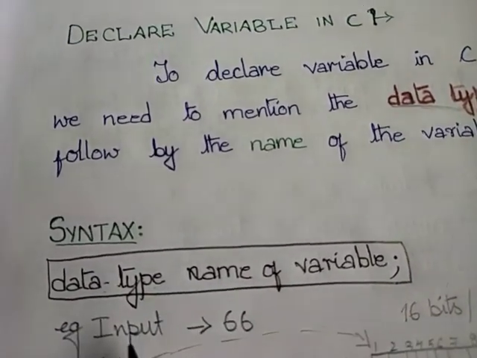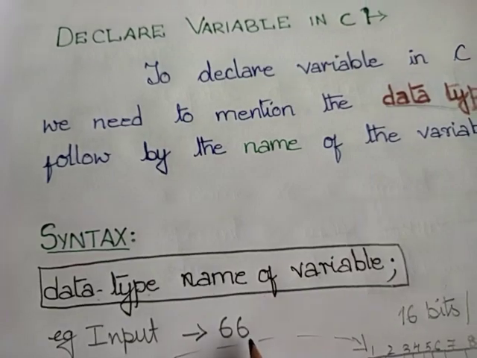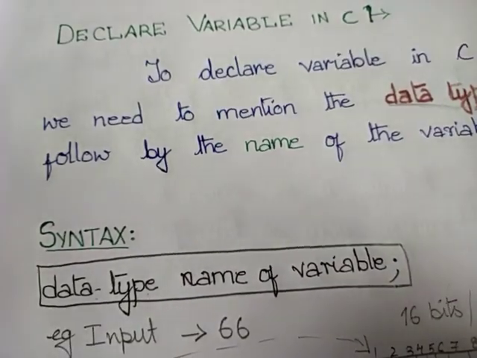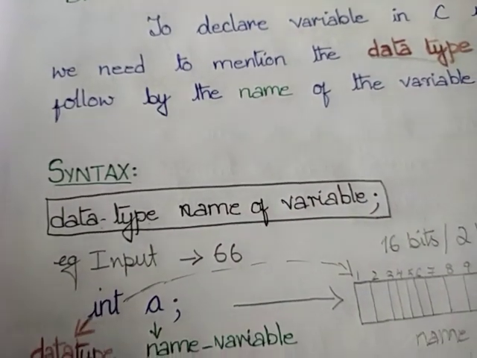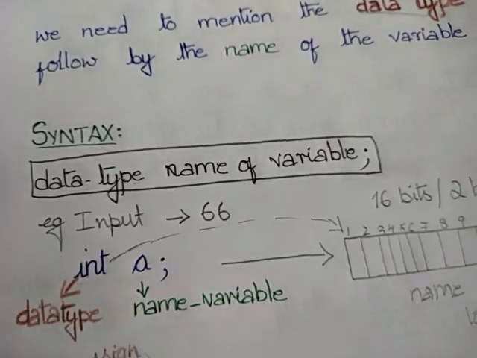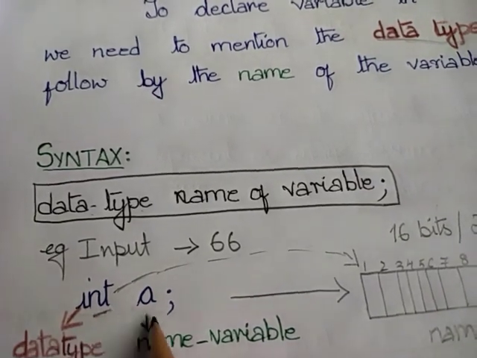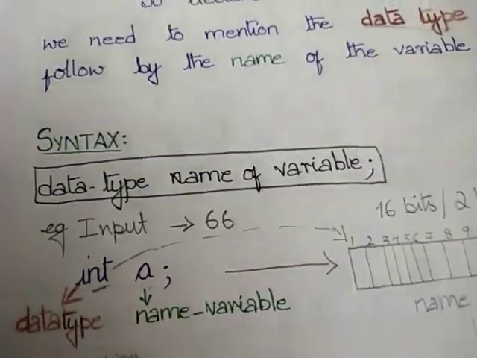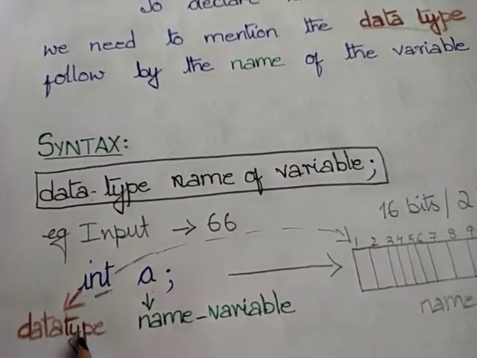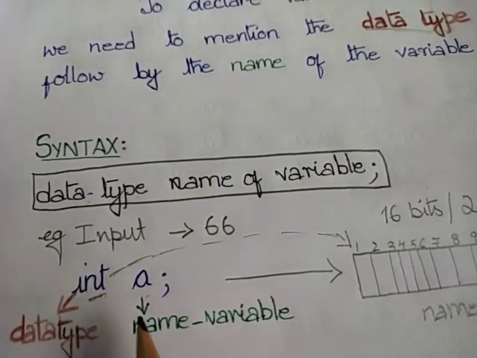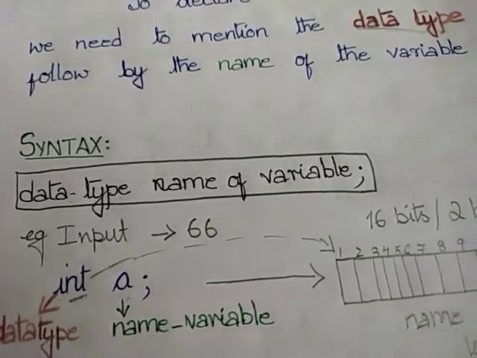For example, over here, suppose I want to input the value 66. So how I will input this value, how I will store this value in computer? We have to declare a variable that can hold this value 66. Therefore, first and foremost, we have to use what? The data type followed by the name of the variable. Example over here, I'm using the keyword int. Int is the data type which will store the integer value or the space in the computer memory.